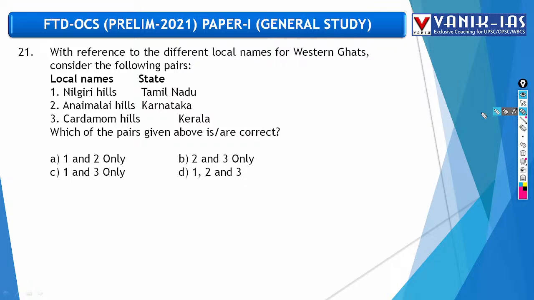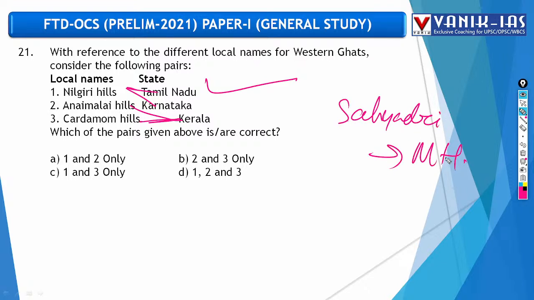With reference to the different local names in the Western Ghats, consider the following state pairs. Nilgiri Hills is in Tamil Nadu. Yes, actually Nilgiri is in both Karnataka and Tamil Nadu. Anamalai Hills is not in Karnataka. Anamalai and Kardamom Hills are in Kerala, and Sahyadri is the local name in Maharashtra. These are the local names of the Western Ghats. So options 1 and 3 are right.